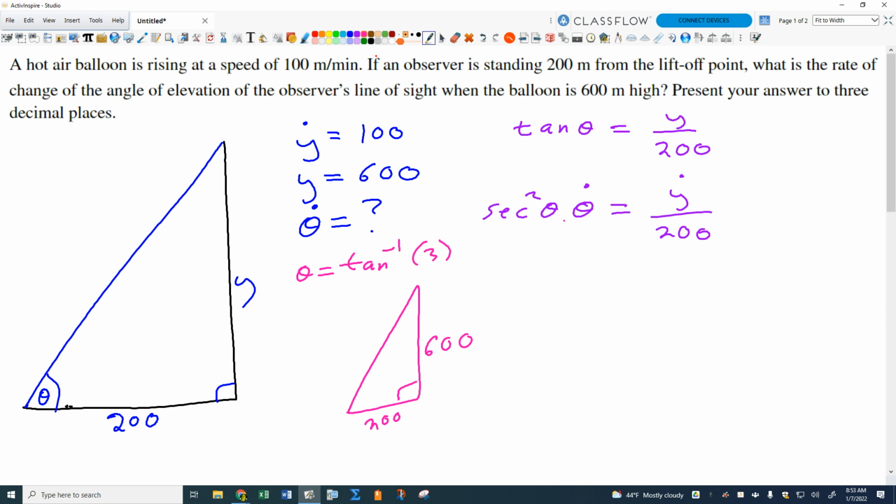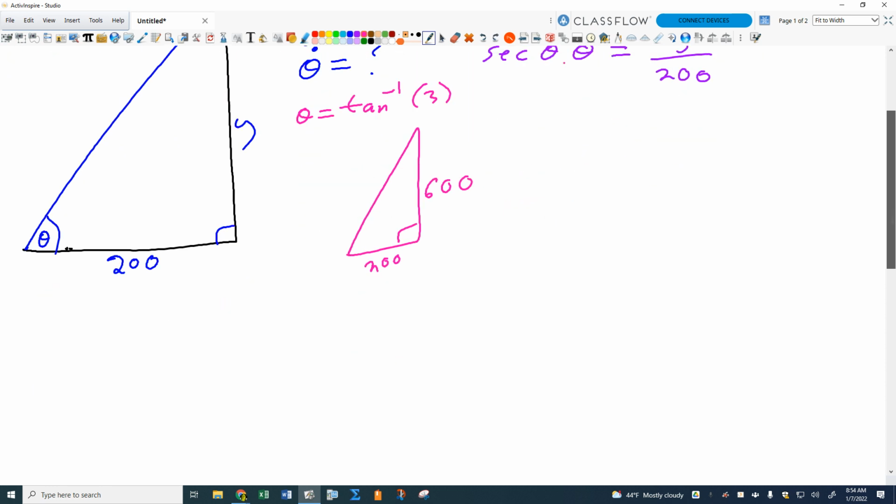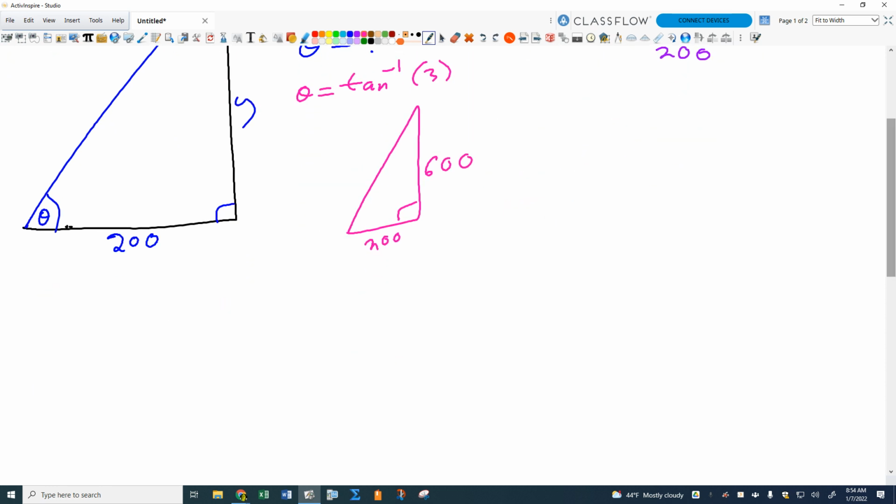Have you done any problems yet on this assignment with reference triangles? I think there's only one or two. This is one of them. So with our reference triangle, we could just use the Pythagorean theorem. And we know that this side is just going to be the square root of 200 squared plus 600 squared. What is that? Square root of 400,000. There we go. I don't know if that simplifies. We'll just leave it like that.